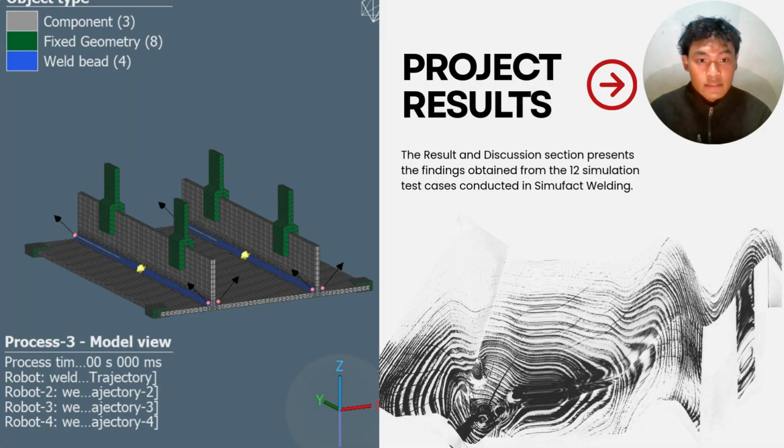I'm going to be continuing with the project results, where the results and discussion section presents the findings obtained from the 12 simulation test cases conducted in Simufact welding.